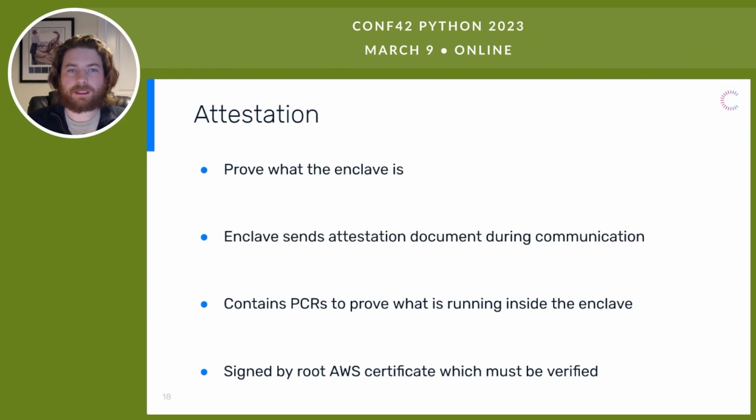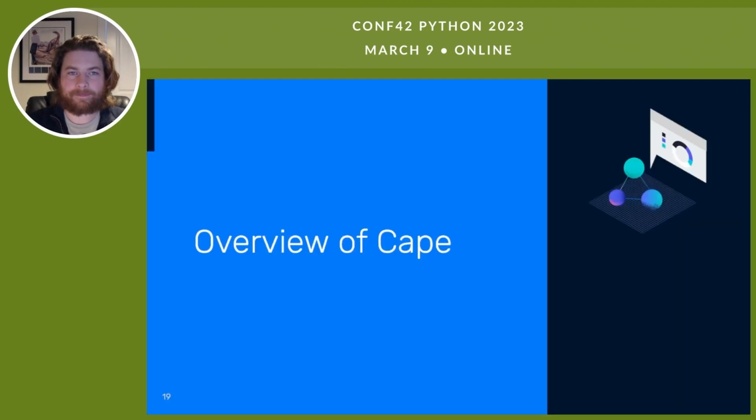Since I've mentioned it a bit already, I'm going to go over what attestation is from a high level. Attestation is the process where a user can communicate with the enclave and prove the enclave is what the user thinks it is. During communication, the enclave sends what is called an attestation document. This document contains all the information needed to prove what software the enclave is running. The PCRs are one of the most important aspects of the document. Along with these, the document is signed by a root AWS certificate, which also must be verified to confirm the authenticity of the document.